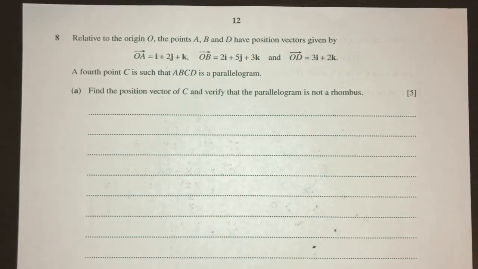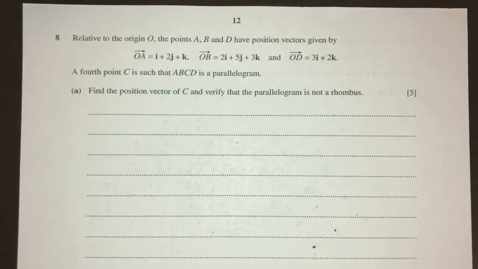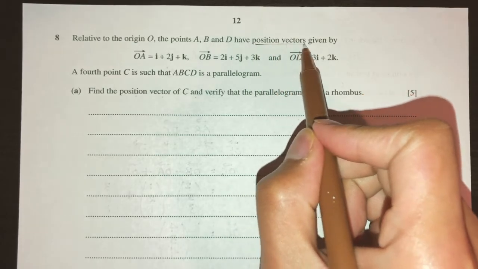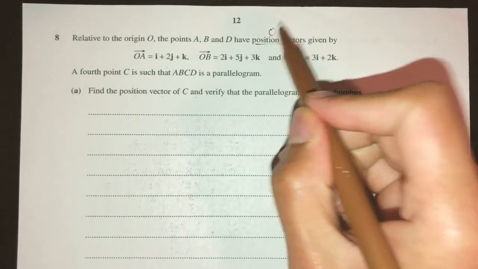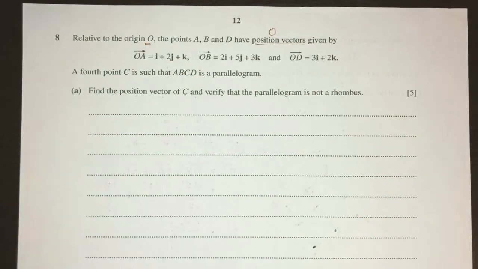Let's move on to question number 8. Relative to a point O, the points A, B, and D have position vectors OA, OB, and OD. So we have these 3 positions. So now you have to understand, whenever they say position vectors, it means from the point O. Okay, that's why they write OA, OB, and OD.